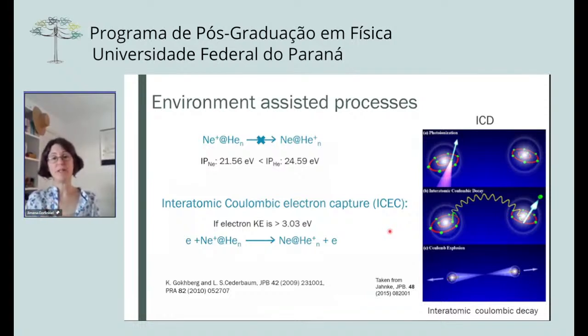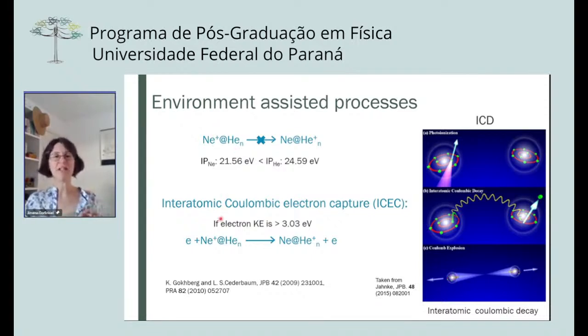So you may have heard about interatomic Coulombic decay, but I'm going to tell you about one that is related to electrons. So imagine you've got an ion, cation, immersed in a nanodroplet of helium. These can be produced, and they're produced in the lab if you want to model cold environments. So because the ionization potential of neon is about 3 electron volts lower than that of helium, you will not have a spontaneous transfer of an electron from one of the helium atoms to the neon plus.